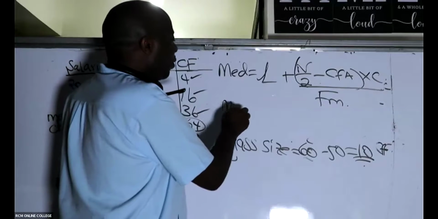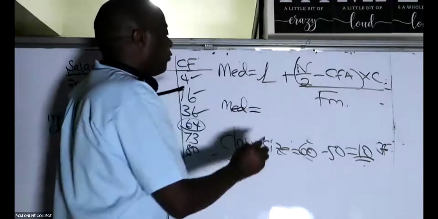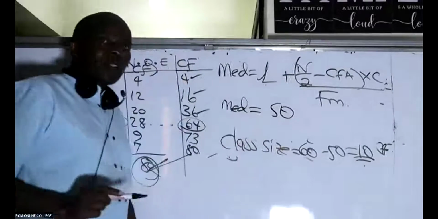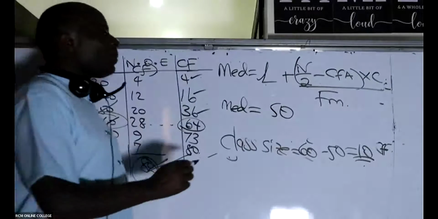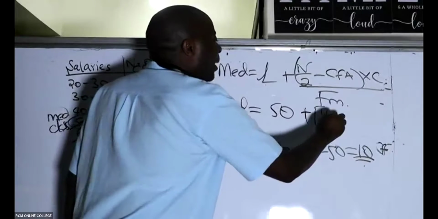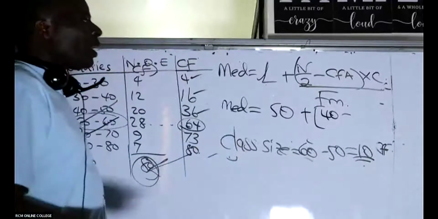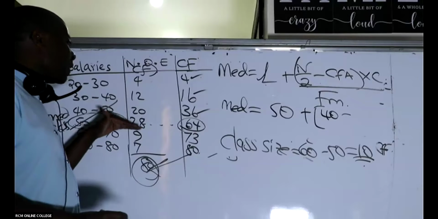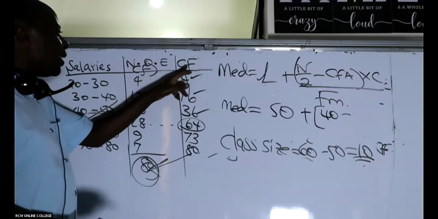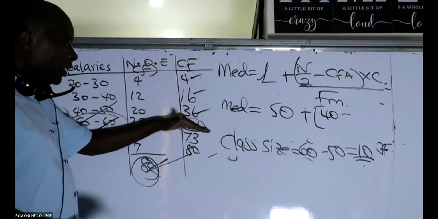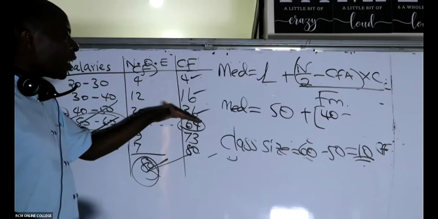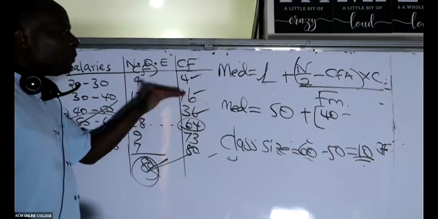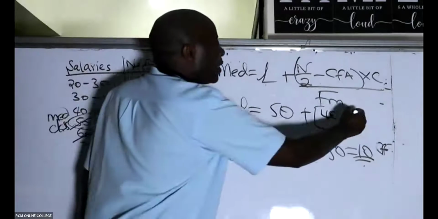So the median here, we are substituting. We start with the lower boundary. Fortunately, we have gotten the lower boundary for this class as 50. When getting the class size, we calculate the lower boundary plus n over 2. If you remember, our n over 2 was 40, minus the cumulative frequency of the class above. This is the cumulative frequency of the class immediately above, which must be 36.